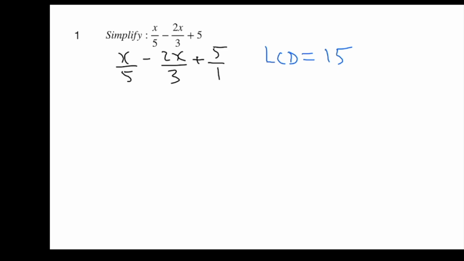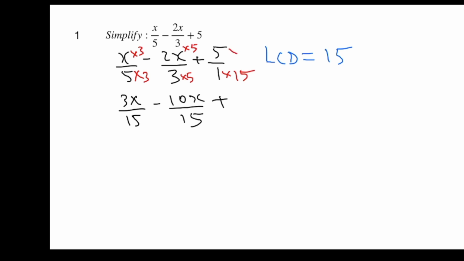And so we are going to multiply the first denominator here by 3 to make it 15. But that means we need to multiply x also by 3. And that gives us 3x over 15. For the second part, multiply the denominator there by 5. Multiply the numerator also by 5. And that will give you negative 10x over 15. And the third fraction, multiply the denominator by 15 and multiply the numerator by 15. And that will give us 75 over 15.